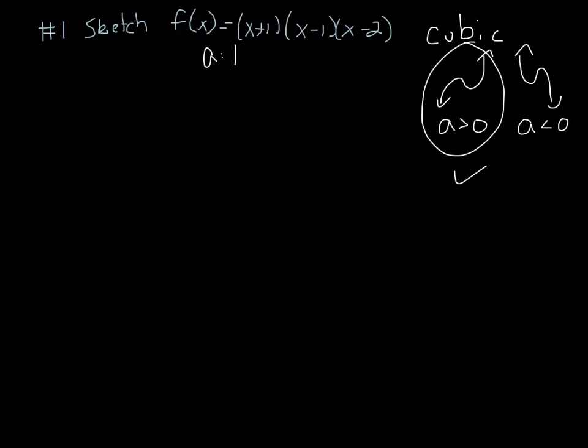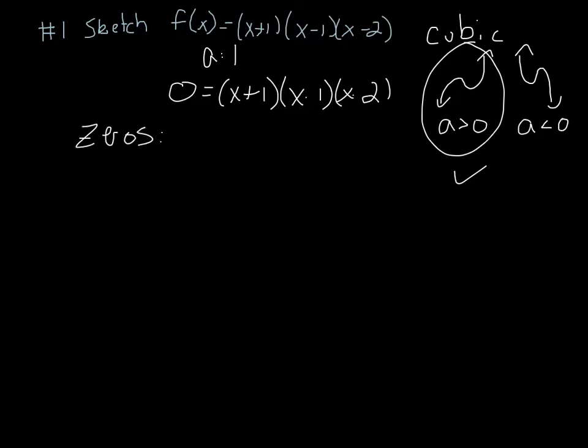So since we have our function as this, we know that if we set it to 0, we're going to get 3 zeros. What are they? What are our zeros? Here, let me even write the word zero because I'm so cool like that. X is negative 1, x could be positive 1, or x could be 2. So this is what we do. Here we go.